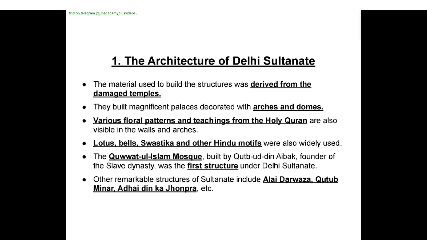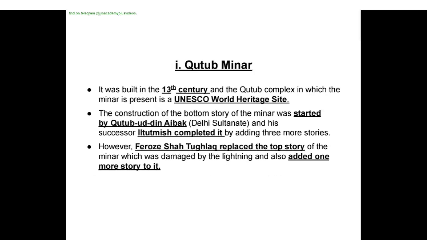The Quwwatul Islam mosque built by Qutbuddin Aibak, founder of the Slave dynasty, was the first structure under Delhi Sultanate. Other remarkable structures of the Sultanate include Alai Darwaza, Qutub Minar, Adhai Din Ka Jhopara, etc.